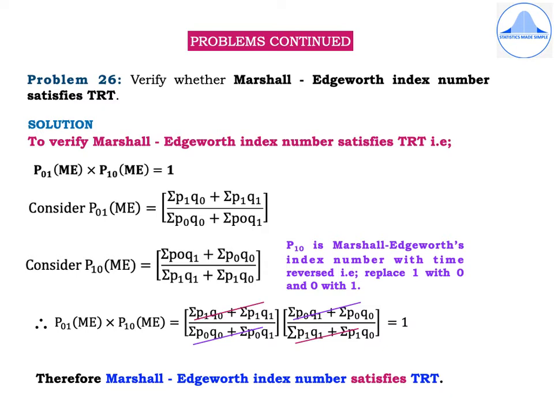Now let's consider P01 of ME into P10 of ME. So when we multiply the right hand side of both the expressions, you will see that the numerators and the denominators will get cancelled entirely, like I have indicated in pink color and purple color, and so on the right hand side it will be equal to 1. So we get P01 of ME into P10 of ME is equal to 1. Therefore, Marshall-Edgeworth index number satisfies TRT.